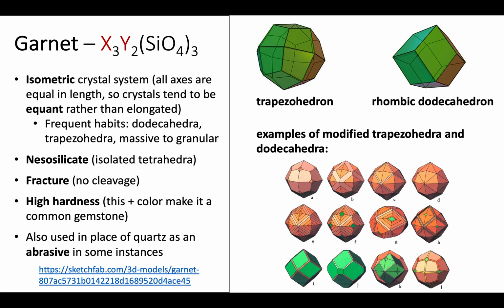And so like olivine, because of this isolated tetrahedra pattern, garnet also has no cleavage. It tends to fracture. It has a high hardness, and between its high hardness and its really pretty colors, that makes it a common gemstone. And also because of its high hardness, it's used in place of quartz as an abrasive sometimes.